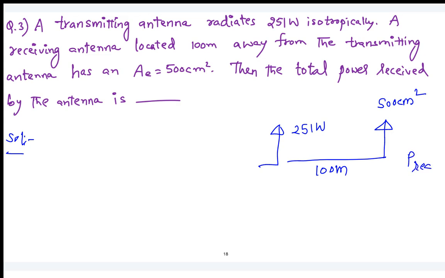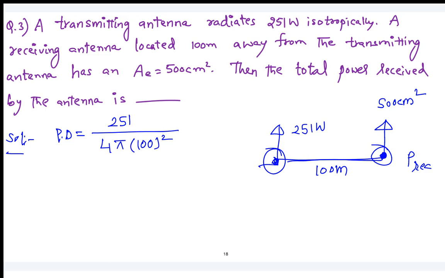So first of all, since it is an isotropic antenna, what is the power density after reaching 100 meters? That will be the total power radiated divided by 4 pi r square, because the coverage is a sphere. So once you know the power density and you multiply with the area, you will get the received power.